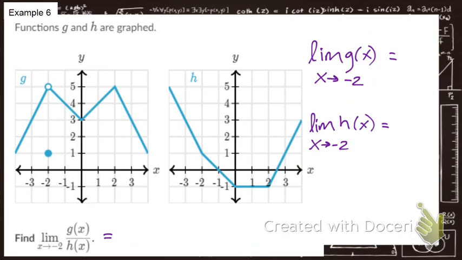What did you guys get for the limit of g of x as we approach -2 over here? 5. Good. It's okay that there's a hole there. It does not matter there's a hole. It's okay the function equals 1. I don't care about that. I care about what the limit is going towards, which is 5.